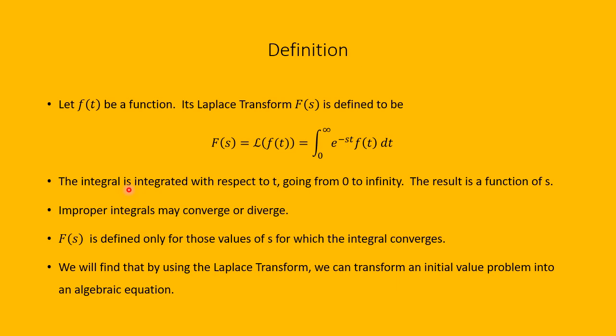So we've seen that we're integrating for t going from 0 to infinity. The result is a function of s. Also, we know that improper integrals, this one going from 0 to infinity, for instance, may converge or diverge. This integral may converge for some values of s, it may diverge for some other values of s. So capital F of s is defined only for those values of s for which this improper integral converges.